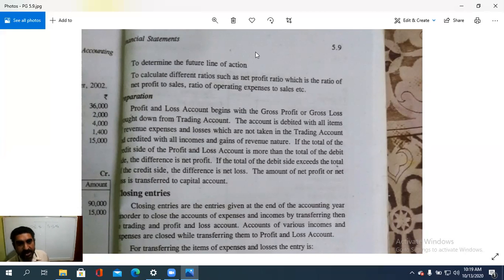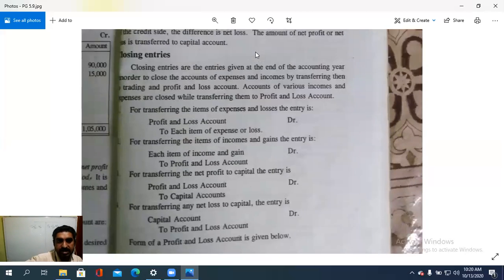If the total of the credit side of the profit and loss account is more than the total of the debit side, it indicates the net profit and vice versa. It means if the credit side is high rather than the debit side, then there is net profit. If the debit side is high when compared to the credit side, net loss occurs. If the total of the debit side exceeds the total of the credit side, the difference is the net loss, and the amount of net profit or net loss is to be transferred to the capital account at the time of preparing the balance sheet. Then closing entries are there.